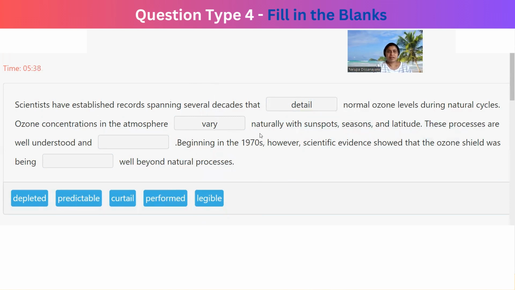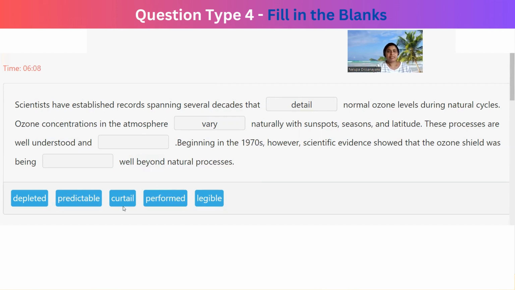These processes are well understood and blank. Now, these kinds of processes by these scientists have been well understood. Now they understand how this happens, what is the reason for changing, and these processes have been understood. And what can be the answer here? Depleted. Depleted is decrease or degraded. It can't go in here.